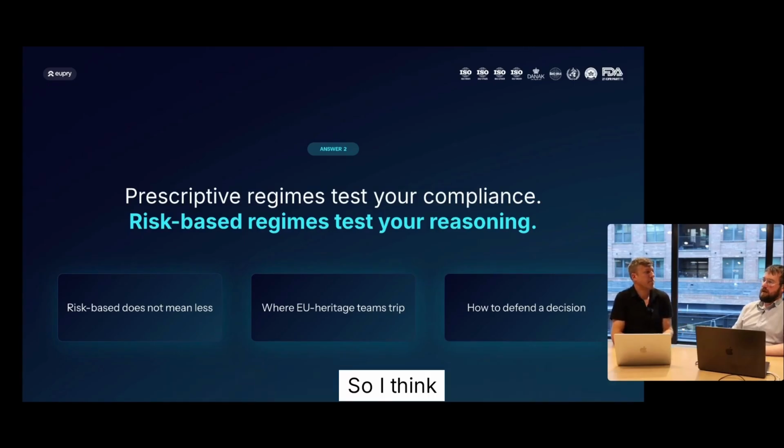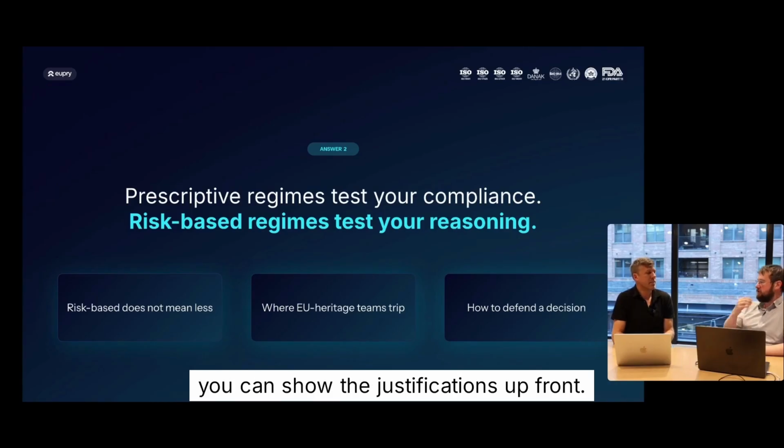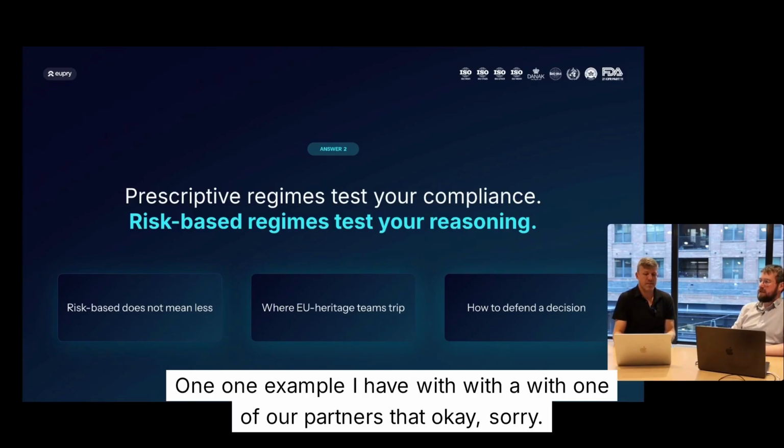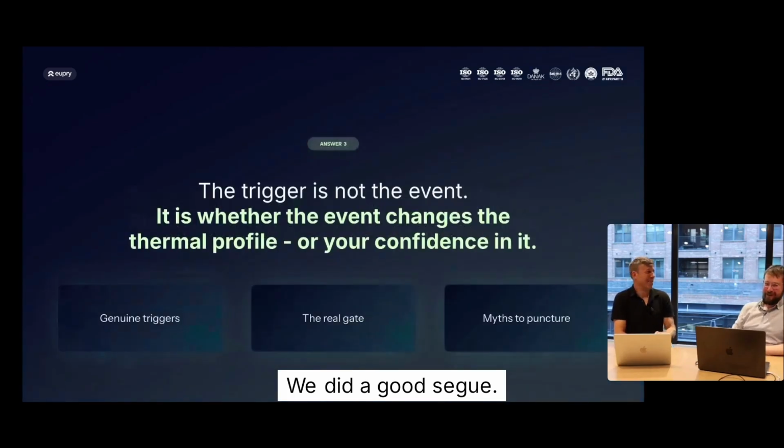So I think that's a perfect example of why you need to have that described upfront, because you can show the justifications upfront. One example I have with one of our partners that, okay, sorry. You already had the question up there, sorry. We did a good segue.